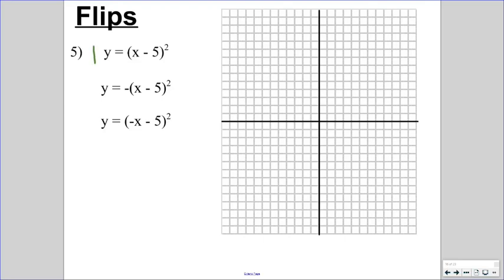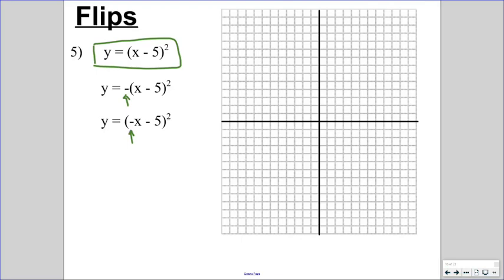So we're going to practice some flips here. The first is going to be graphing this, x minus 5 squared. So this is going to become our parent function, and then from there we will start flipping depending on where we see the negatives in the next two examples. So x minus 5 squared, that's our parent function x squared moved to the right 5.